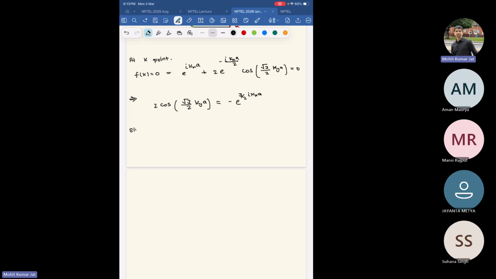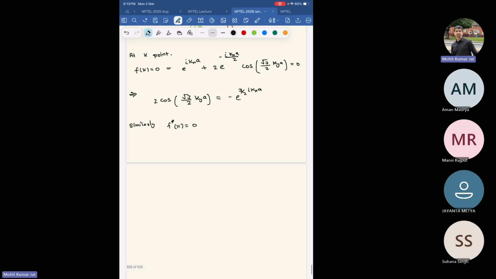Similarly, Fk prime, the complex conjugate, will also be 0. If you take the complex conjugate Fk star, it will be e to the power minus i kxa, so wherever the iota is there, just replace it with minus iota, plus 2 e to the power iota kxa by 2 cosine root 3 by 2 kya equals 0.